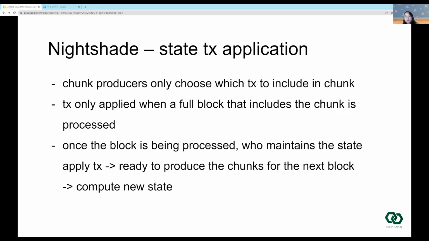A participant only processes a block if the previous block was received and processed, and for each chunk, the participant has seen the one-part message, and for each chunk for which the participant maintains the state, they have the full chunk. Once the block is being processed, for each shard for which the participant maintains the state, they apply the transactions and compute the new state as of after the transactions are applied. After which they're ready to produce the chunks for the next block.